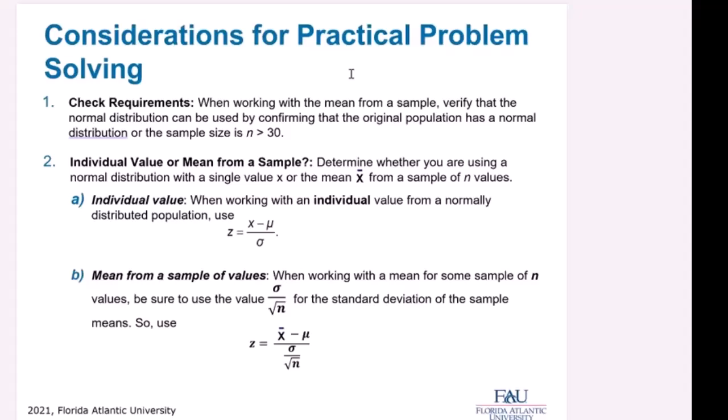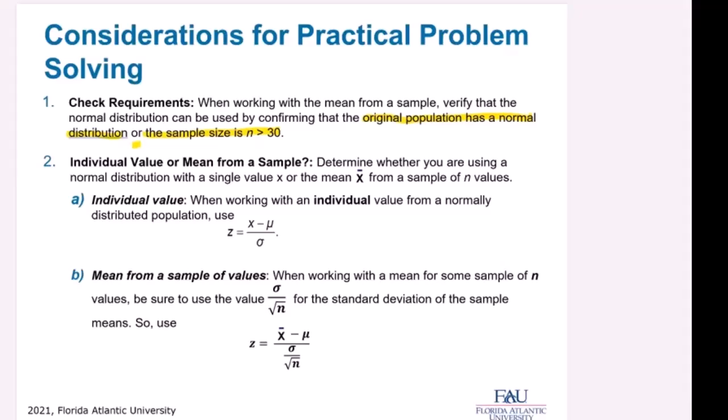We're given a problem. We have to check the requirements. When working with the mean from a sample, verify that the normal distribution can be used by confirming that the original population has a normal distribution, or the sample size of each sample is greater than 30. We have to figure out if we have an individual value or we have a mean of a sample. First, determine whether you are using a normal distribution with a single value x or the mean x bar from a sample of n values.